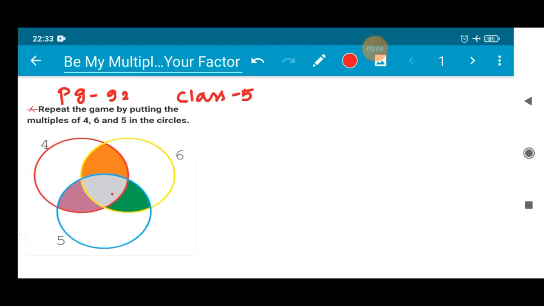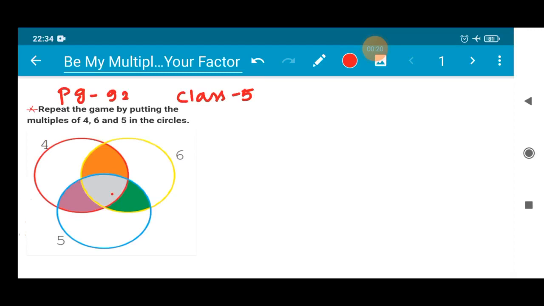So in today's session we are going to continue from page number 92 of your Math Magic NCERT, chapter number 6, Be My Multiple, I'll Be Your Factor. Okay, so the question is: repeat the game by putting the multiples of 4, 6 and 5 in the circle.